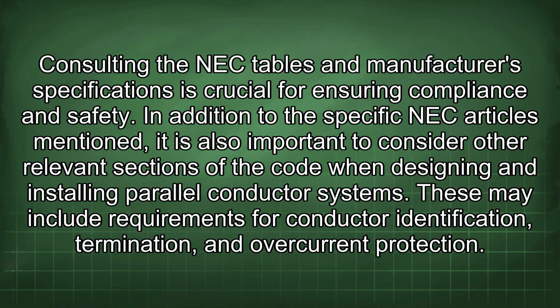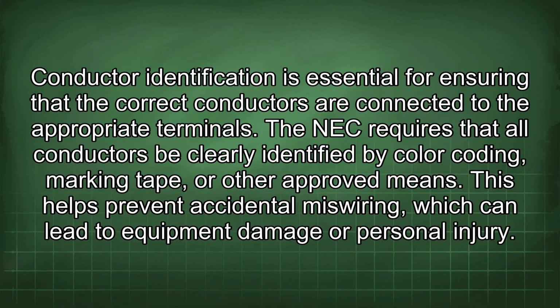In addition to the specific NEC articles mentioned, it is also important to consider other relevant sections of the code when designing and installing parallel conductor systems. These may include requirements for conductor identification, termination, and overcurrent protection. Conductor identification is essential for ensuring that the correct conductors are connected to the appropriate terminals. The NEC requires that all conductors be clearly identified by color coding, marking tape, or other approved means. This helps prevent accidental miswiring, which can lead to equipment damage or personal injury.